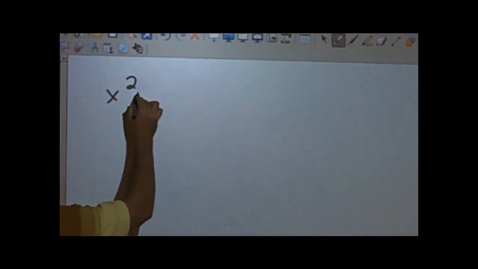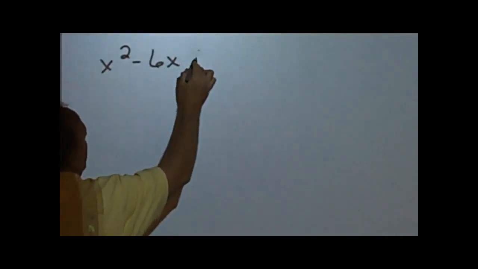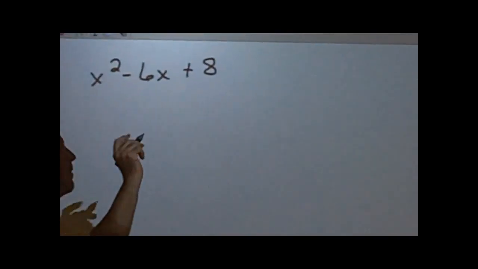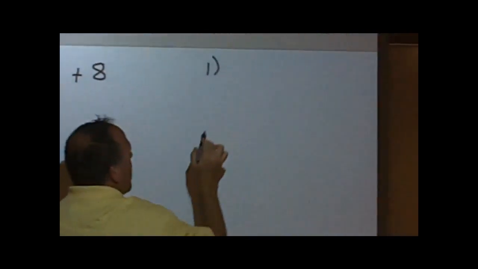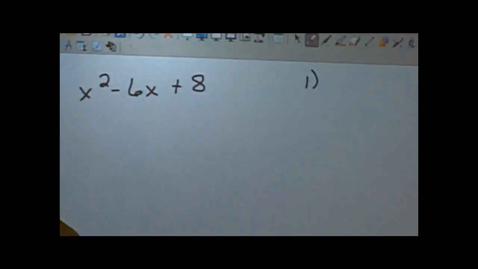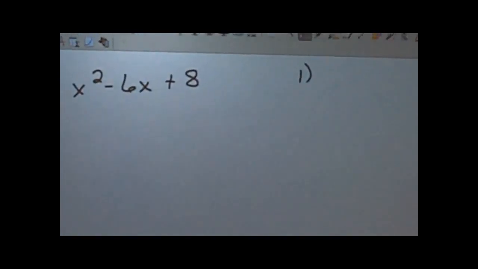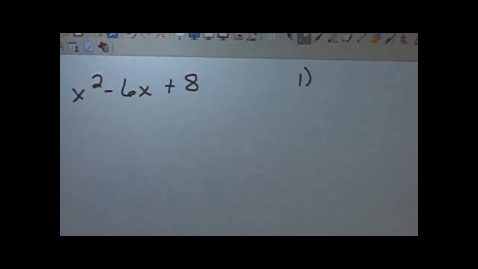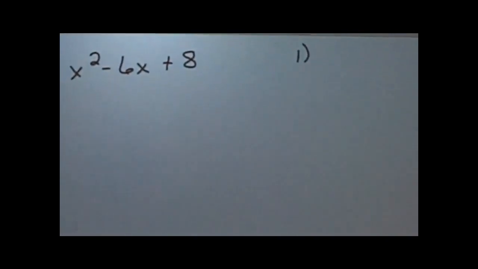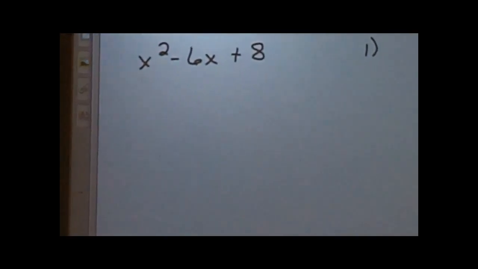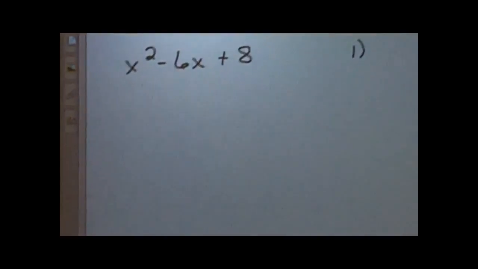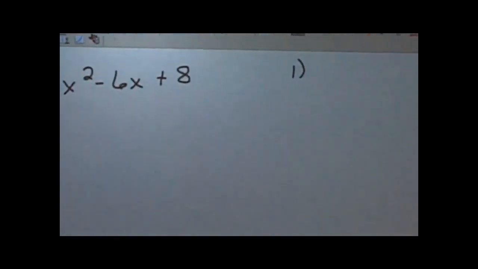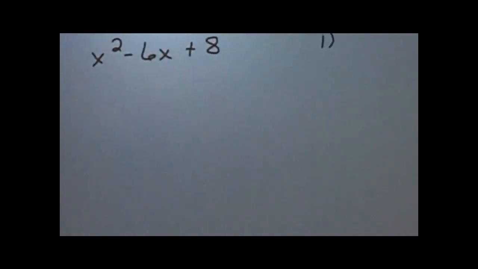X squared minus 6x plus 8. Okay, we're going to factor this down. Step number 1. If you're going to factor down a trinomial, what's my very first step always? Greatest common factor, no. First step. Square the x? No. FOIL? Nope. Remember, foiling is when you're multiplying to create a trinomial. Set equal to 0? No, we're not solving for anything yet. We're just factoring it down.